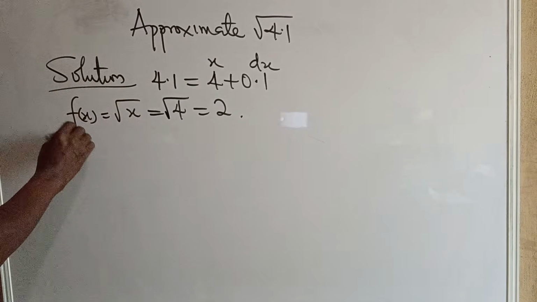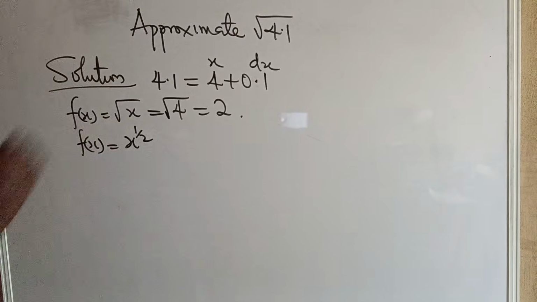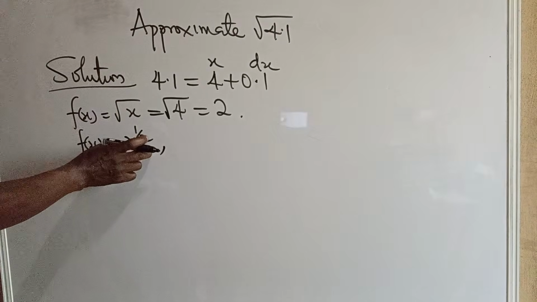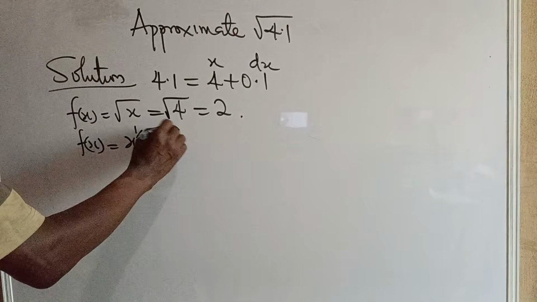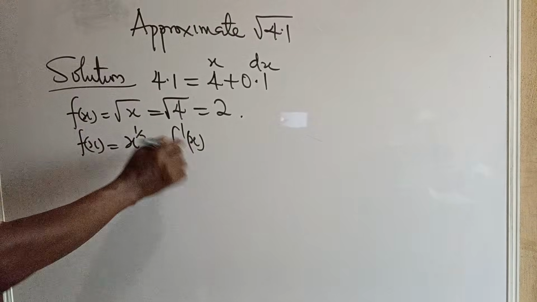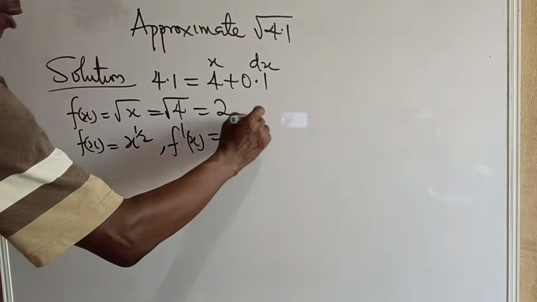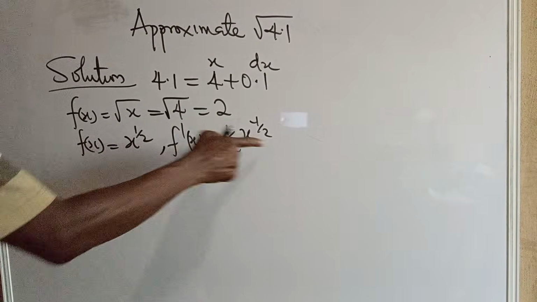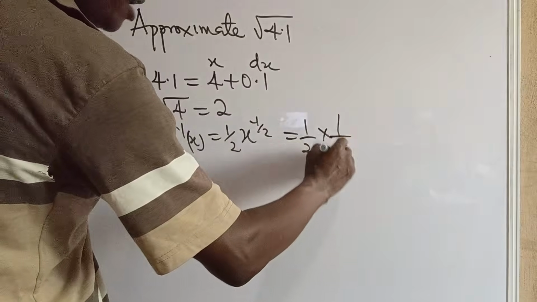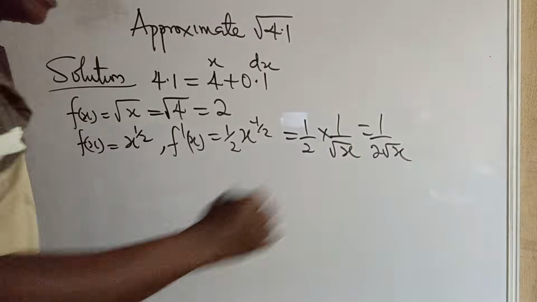So now don't forget also that root x can be written as x raised by half. Good. So if you express root x in index form, it is x raised by half. So if you now differentiate, f prime of x is going to be half multiplied by x raised by minus half, because half minus 1 is minus half. So you can write this as 1 over 2 times 1 over root x, which is 1 over 2 root x.